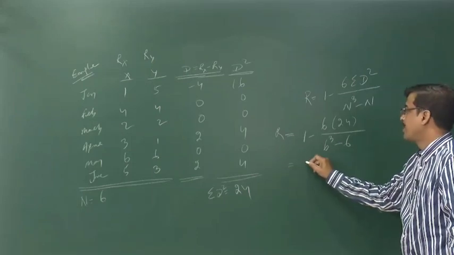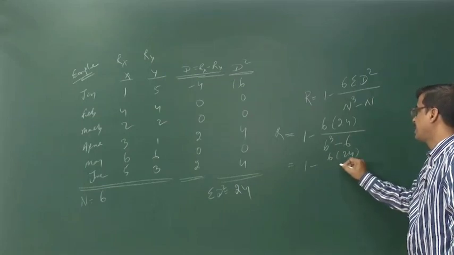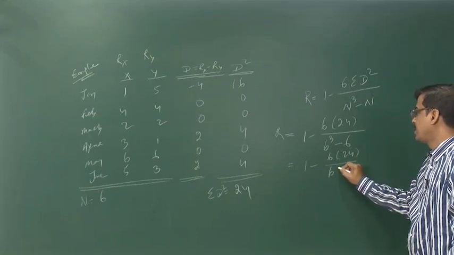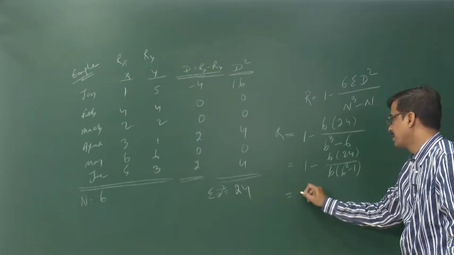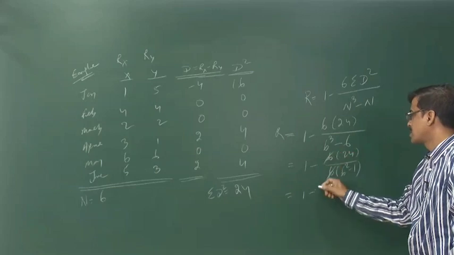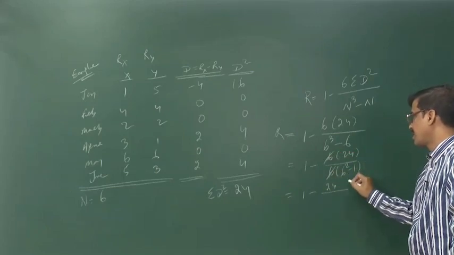Now how to simplify it? 1 minus 6 into 24, let it be there. Now if you take 6 common, it is 6 square minus 1. The 6 cancels out, so it is 1 minus 24 divided by 36 minus 1, that is 35.